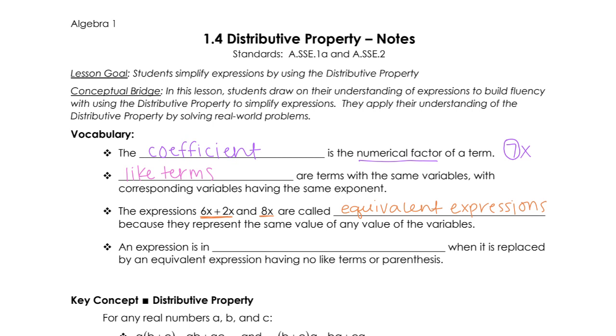So in this example, we have 6x plus 2x. If you actually added them together, that would be 8x. Therefore, those are equivalent to each other. They represent the same thing. And then the last vocab word we have here is that an expression is in simplest form when it is replaced by an equivalent expression having no like terms or parentheses. So this right here is the key. If there are no like terms or parentheses, that's how you know it's in simplest form.